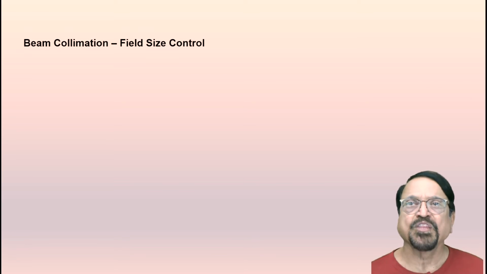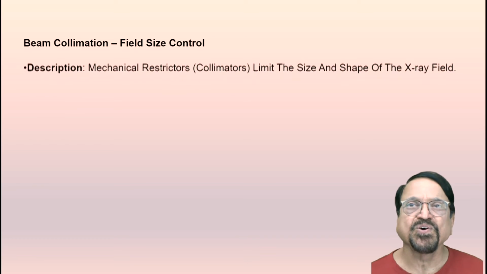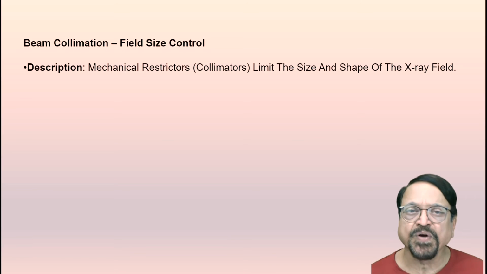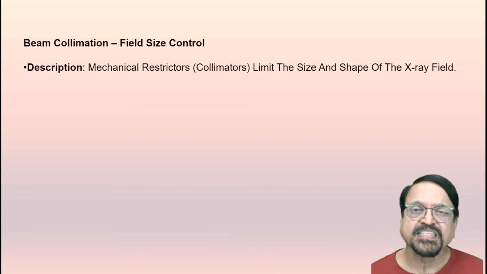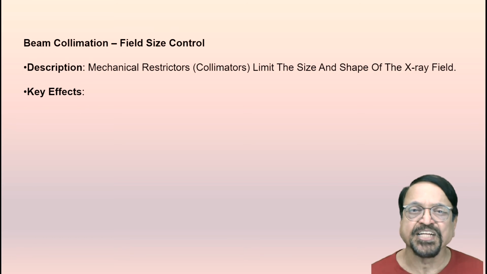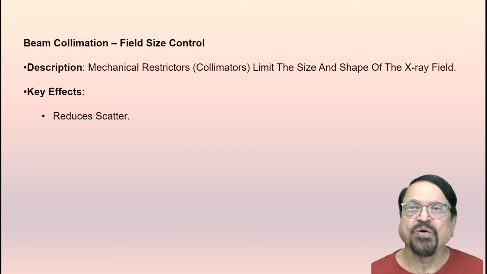Now beam collimation, or field size control. The mechanical restrictors, or collimators, limit the size of the beam, because you restrict the size and target only the area of interest, so scatter radiation will be less. So the image you get is clearer, the patient will receive less radiation, and collimation is extremely essential from a radiation dose point of view.